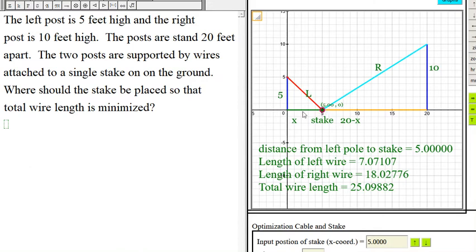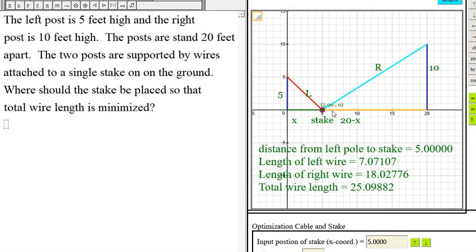And so the question is, where should the stake be placed so that we end up with the minimum amount of wire, meaning this wire plus this wire is at a minimum? So for example, right now the stake is placed 5 feet from the left post. The length of this wire, we call it L, is 7.0717, and that's calculated from this is 5 and this is 5, and we have a right triangle, so we can find L.